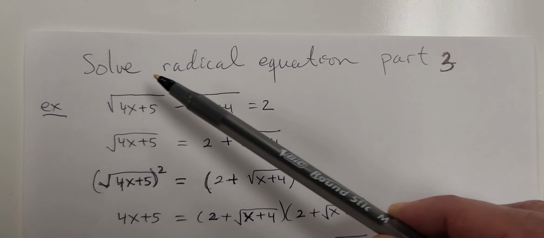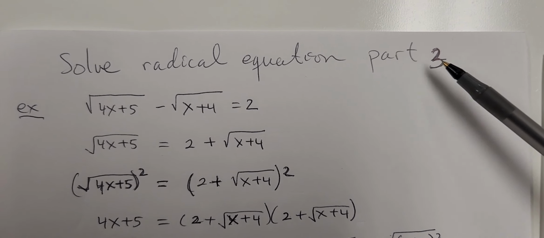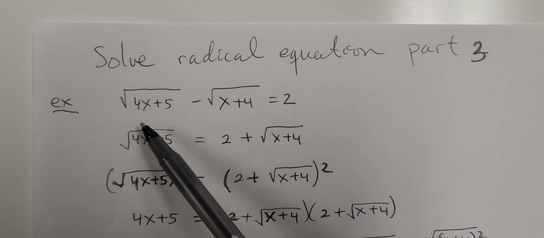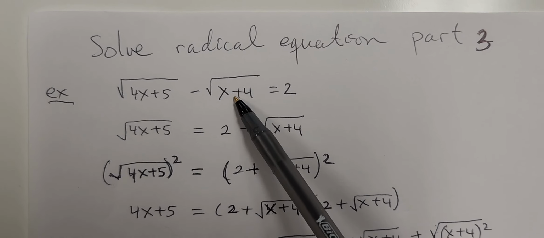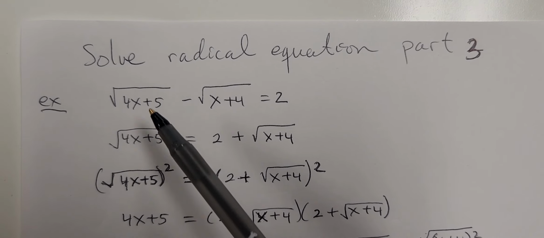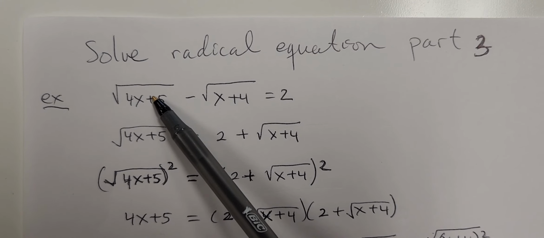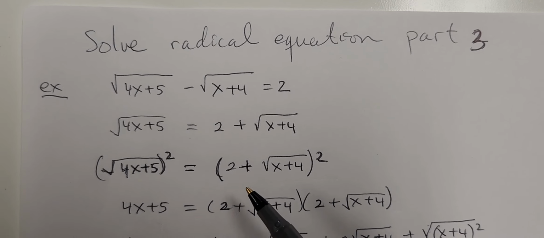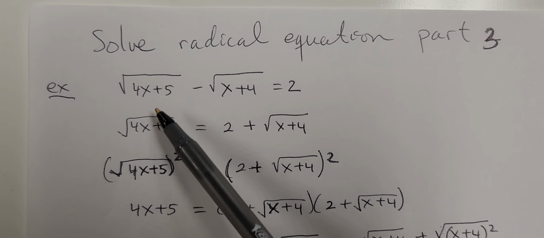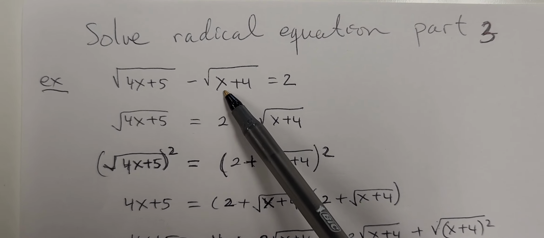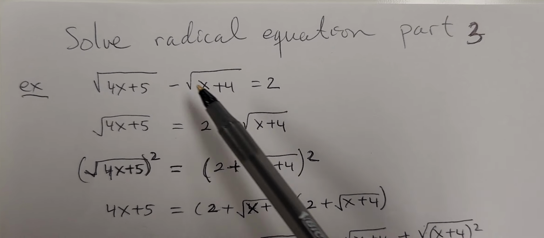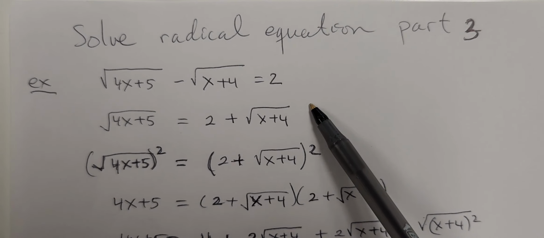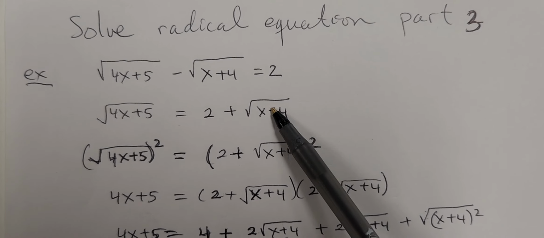This lesson is solve radical equation part 3. Here we have an example with two radicals. So we need this one to be by itself and then this one move to the right side. One more time, we need this to be by itself and then this one move to the other side. This is minus, so if I bring it over, it will become positive.